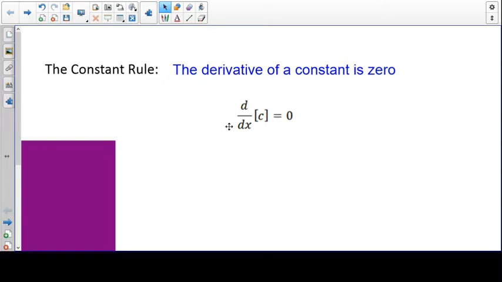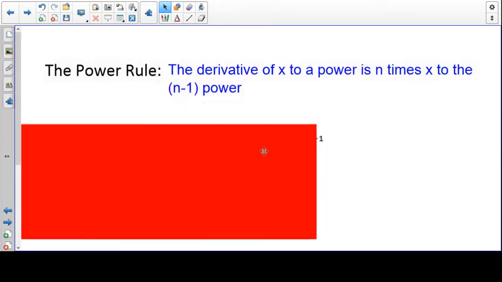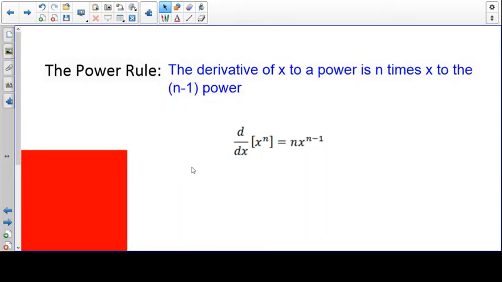I will be going through these semi-quickly just so we can get some more practice. So again, constant, the derivative of a constant is 0. Power rule. The derivative of x to a power is going to be n times x to the n minus 1 power. What that's saying is I have x to some exponent, say 4. I bring down that exponent, and my new exponent will be whatever that value is minus 1. So if I had x to the 4th, I'll have 4x to the 3rd.